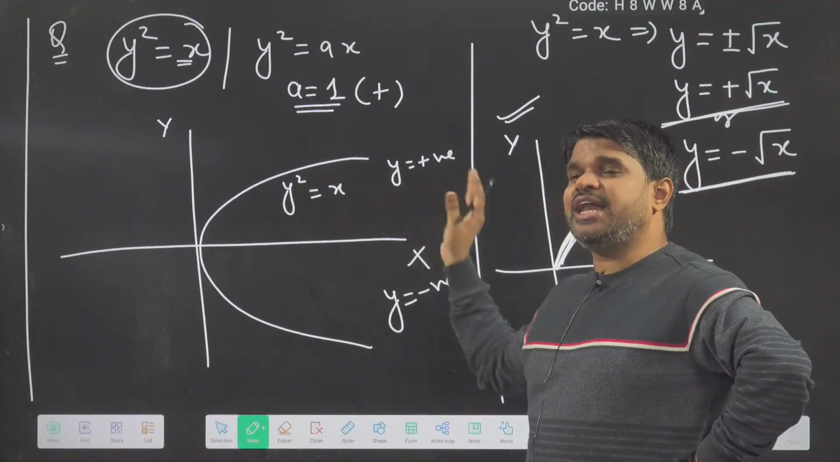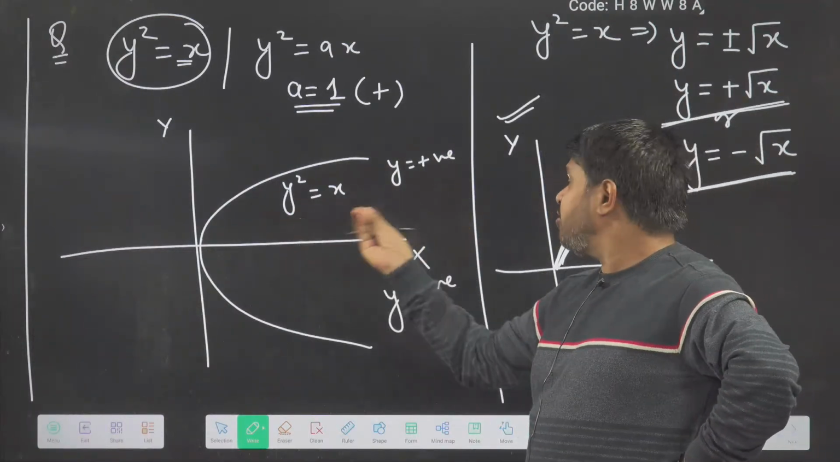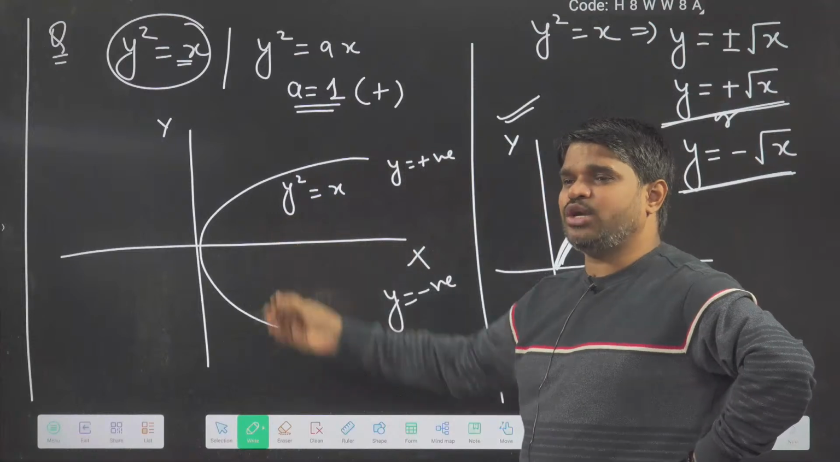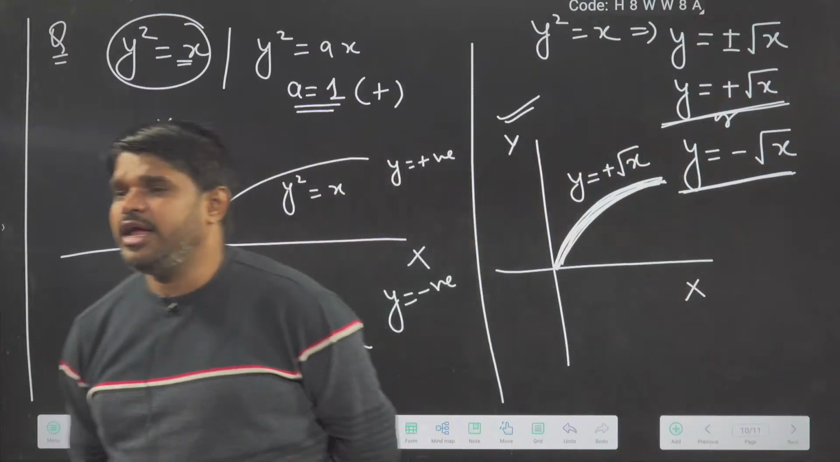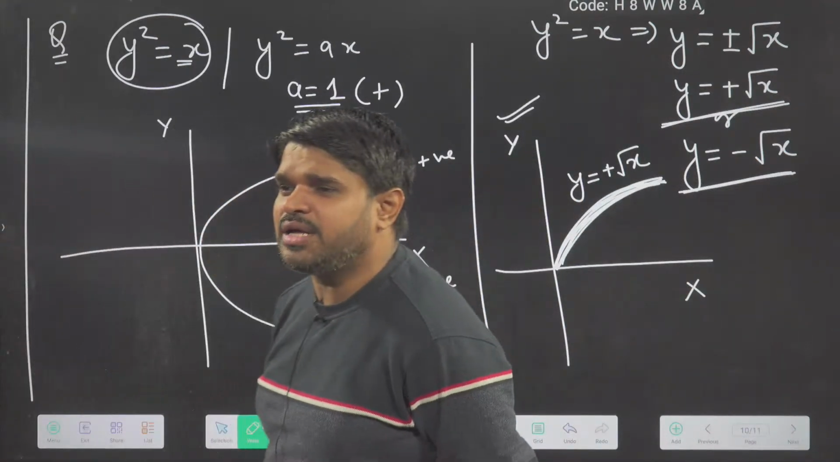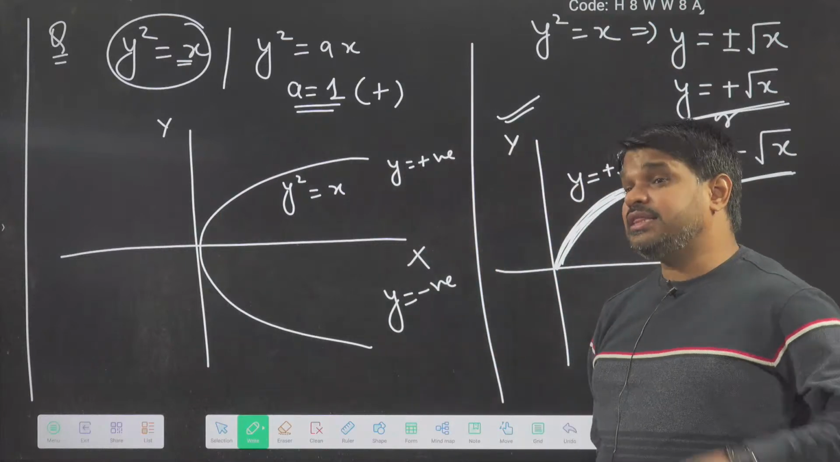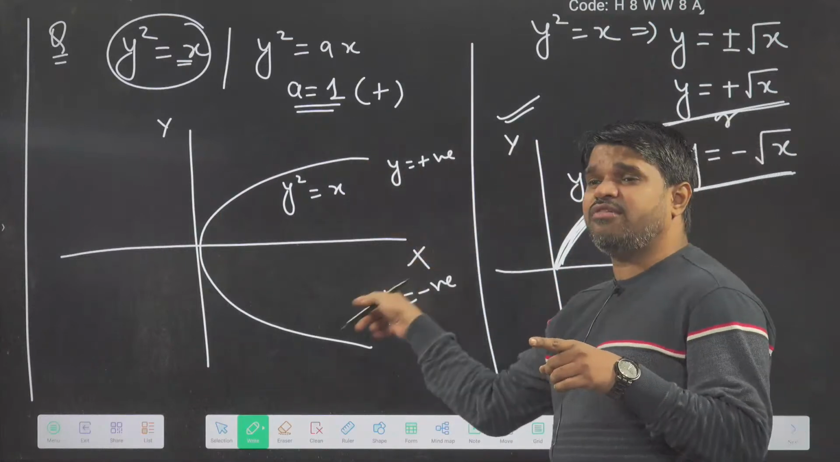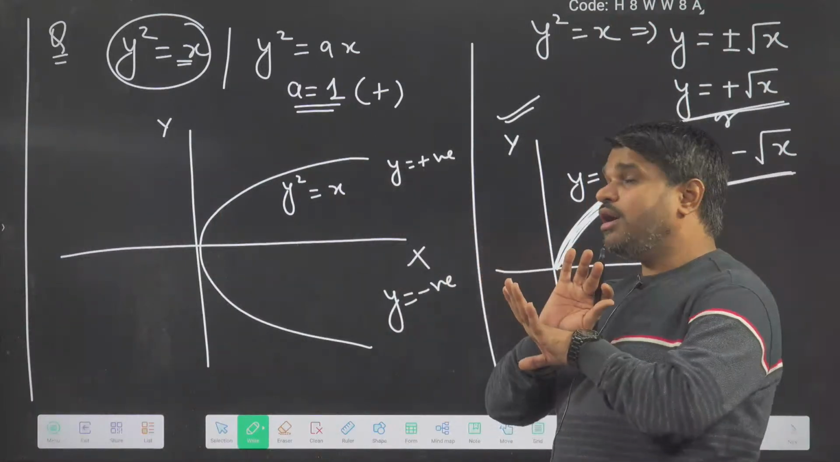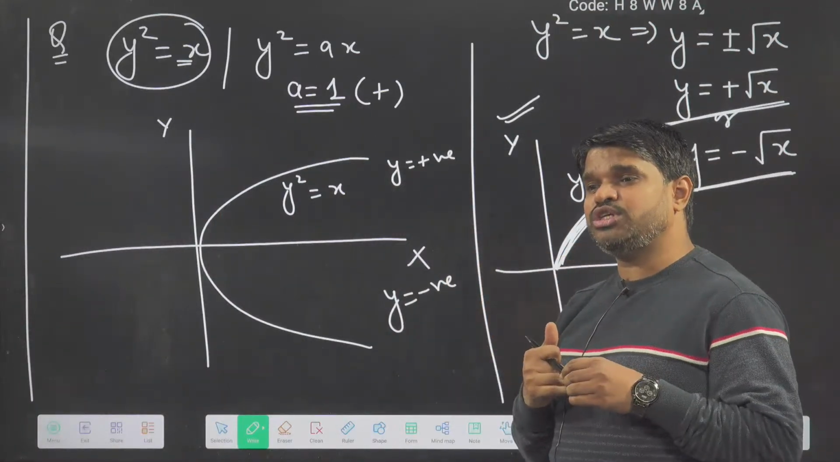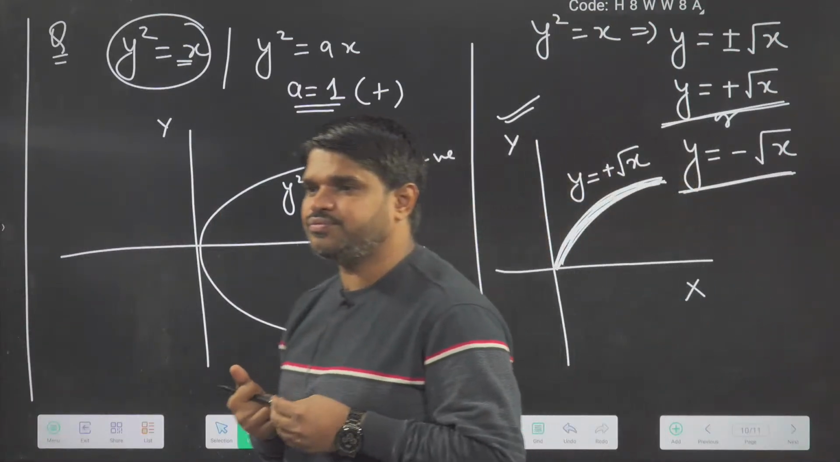This form will open either left or right, but the vertex is not necessarily at the origin. Someone is saying explain y square plus y plus c equals x. That will also represent a sideward parabola, but the vertex need not be at the origin. The vertex could be at any other point.